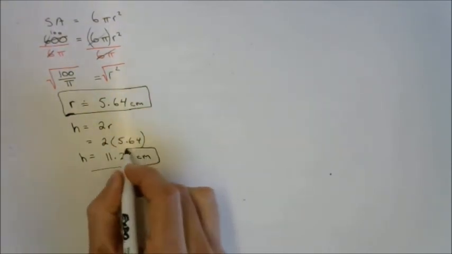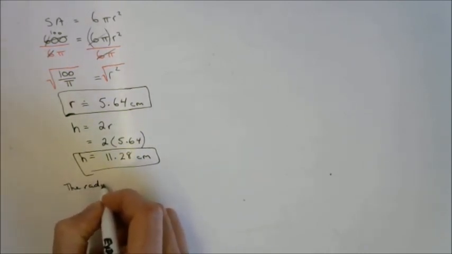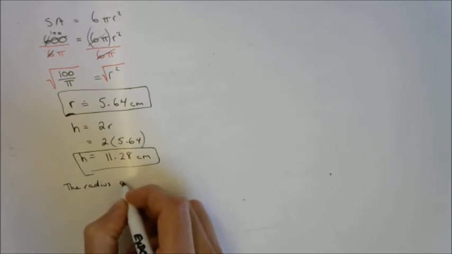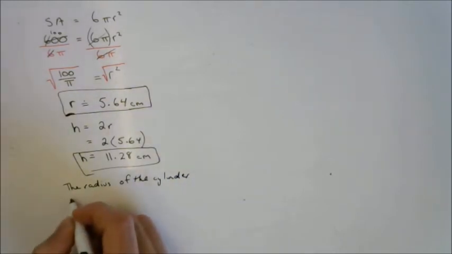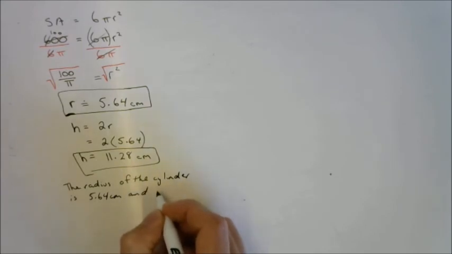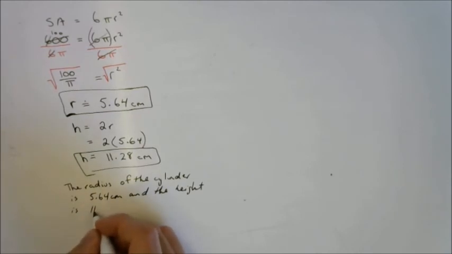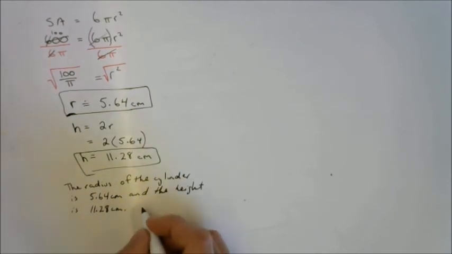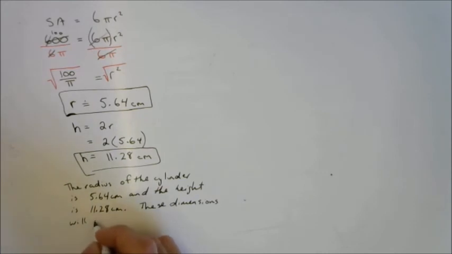We don't necessarily need to because we're going to add a sentence. The radius of the cylinder is 5.64 centimeters, and the height is 11.28 centimeters. These dimensions will maximize the volume of the can.